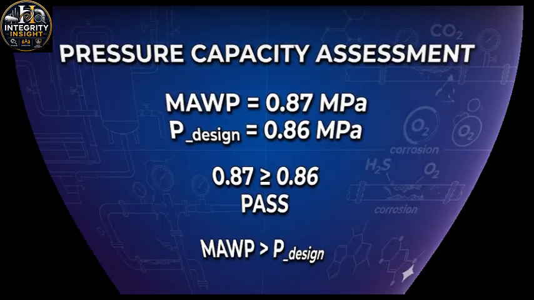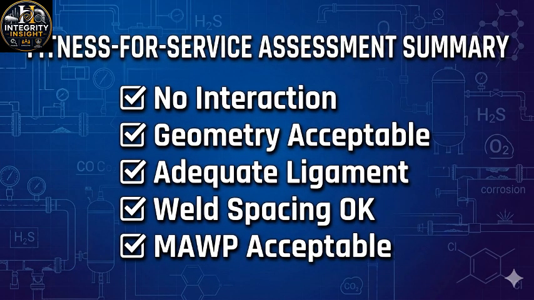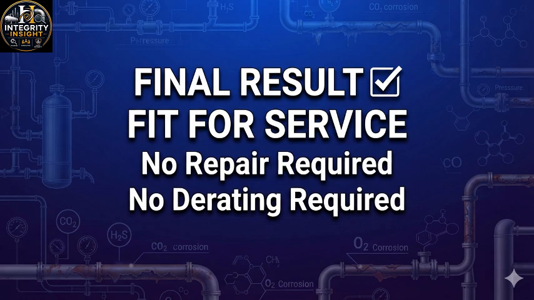Let us summarize the assessment. The laminations do not interact. They satisfy the geometric requirements. Adequate ligament thickness remains. They are sufficiently distant from welds. And the pressure capacity remains above the design requirement. Based on the API 579 Part 13 Level 1 assessment, all acceptance criteria have been met. The vessel is considered fit for continued service. No immediate repair is required. No pressure derating is necessary.